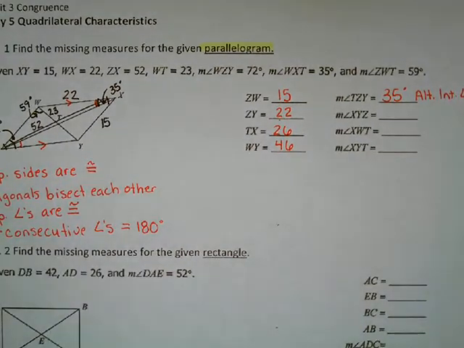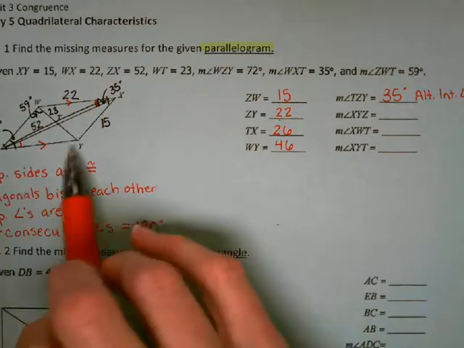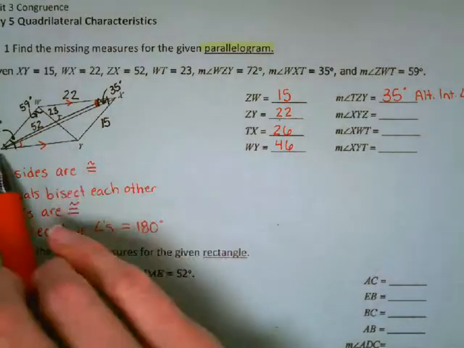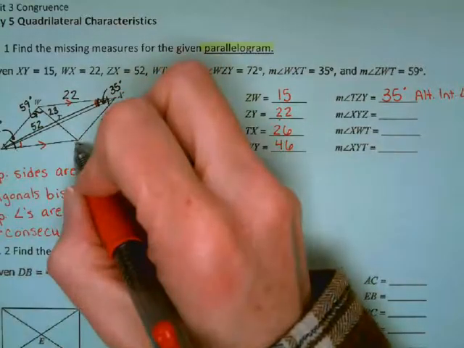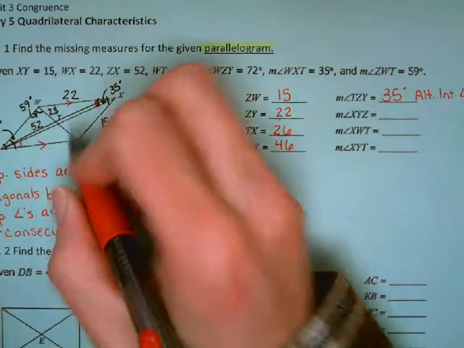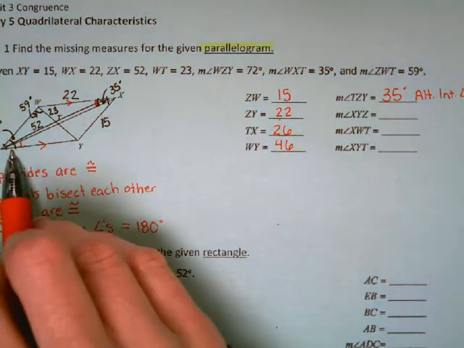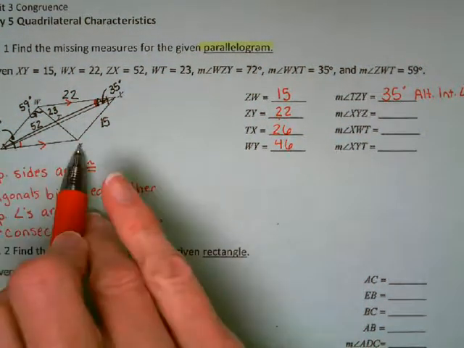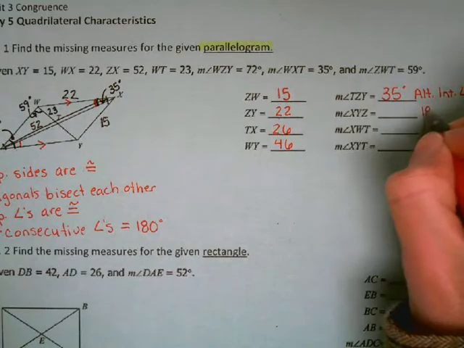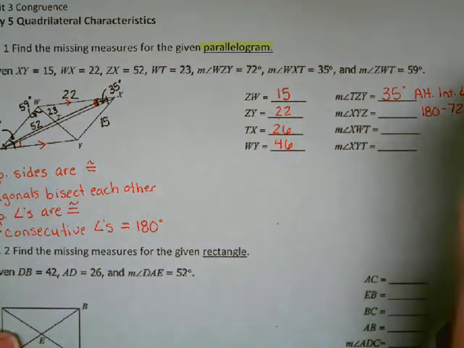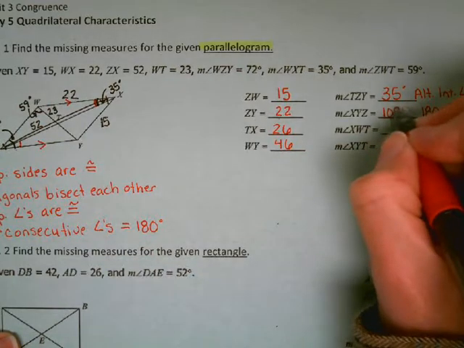Okay, let's see, XYZ. Maybe I did that wrong. XYZ, this whole angle down in this corner, basically at angle Y. Well, if we know this whole angle is 72, we can know that these two are consecutive angles, so 180 minus 72 gives us 108. So that was the consecutive angle thing.